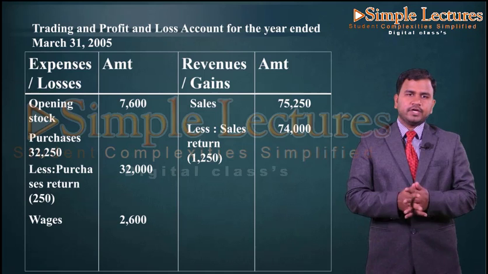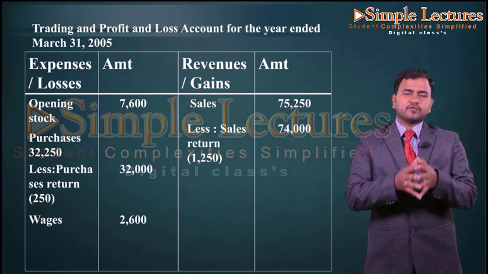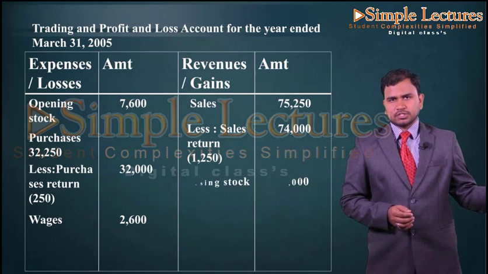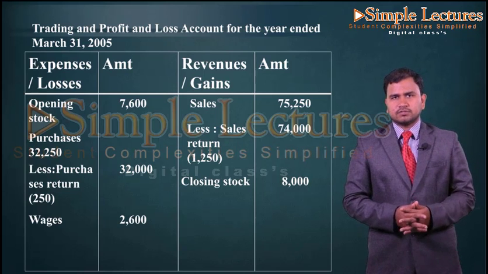Then we have dividend, and loss on sale of old furniture. Then we have closing stock. Coming to the trading account, on the credit side we are going to take the closing stock. So the entry will be closing stock, and the amount given is 8,000.